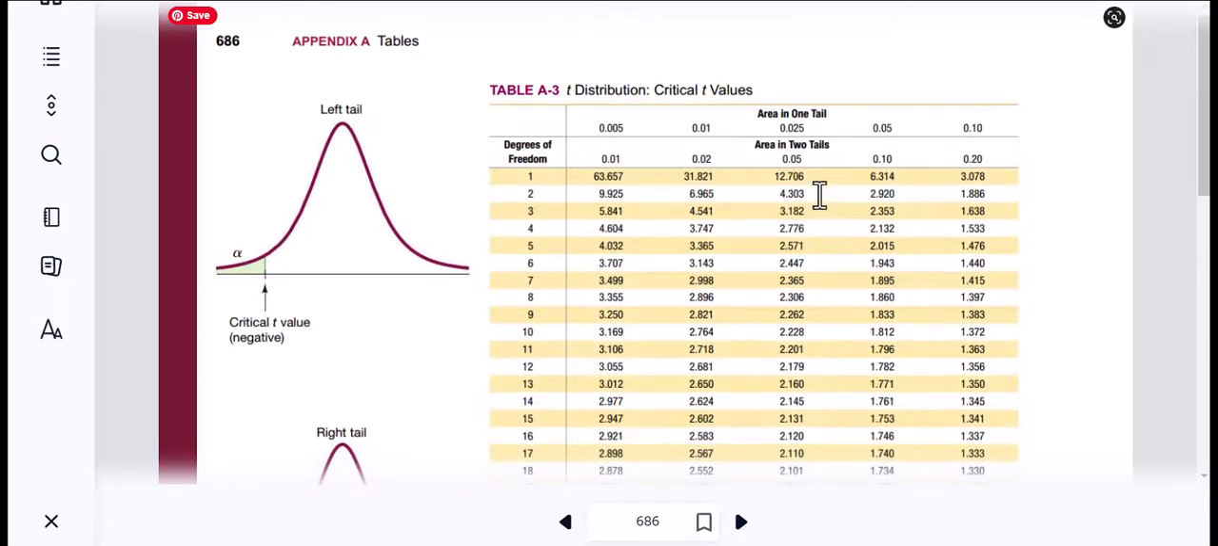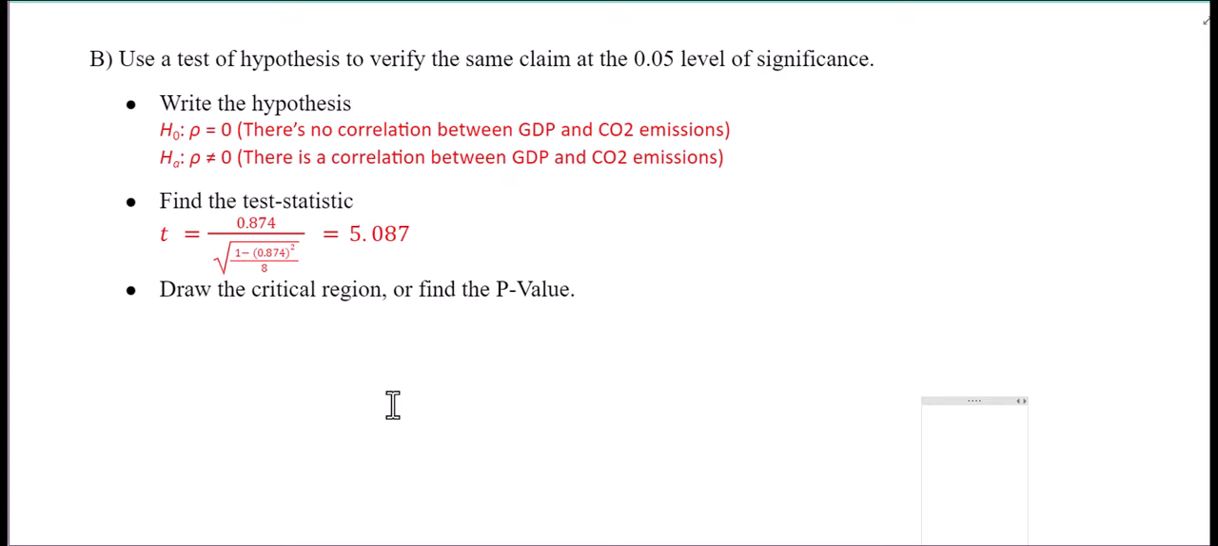And so it is a two-tailed test, so 0.05. And our degrees of freedom are 8. So I'm going to go to degrees of freedom 8 and 0.05. 2.306. So that is my critical value using the t-table, to be able to then find the p-value. So let's take that over here and let's draw the region.